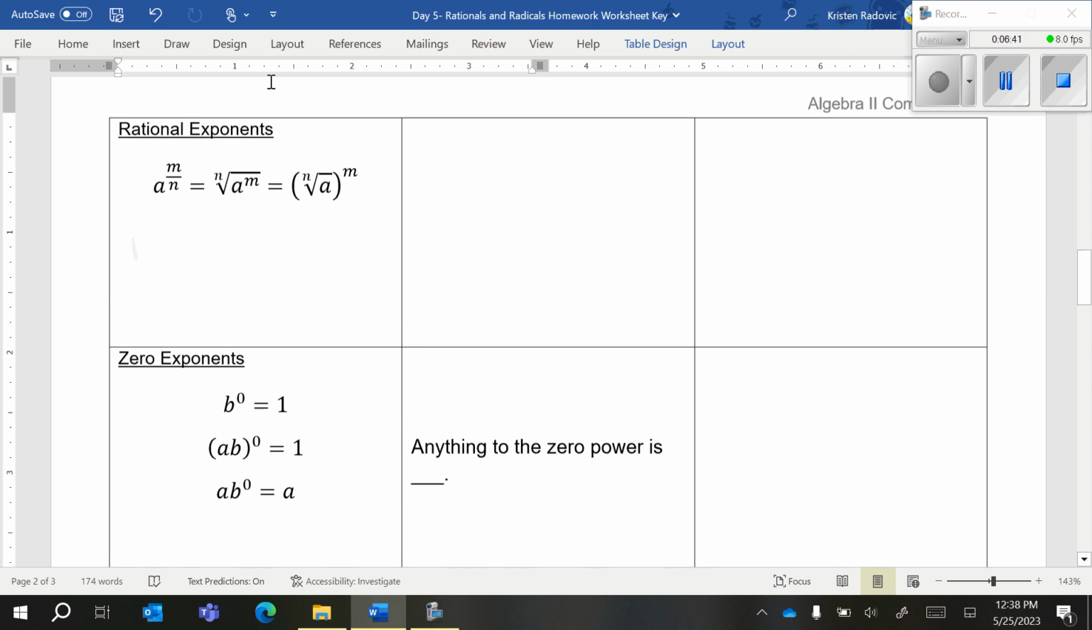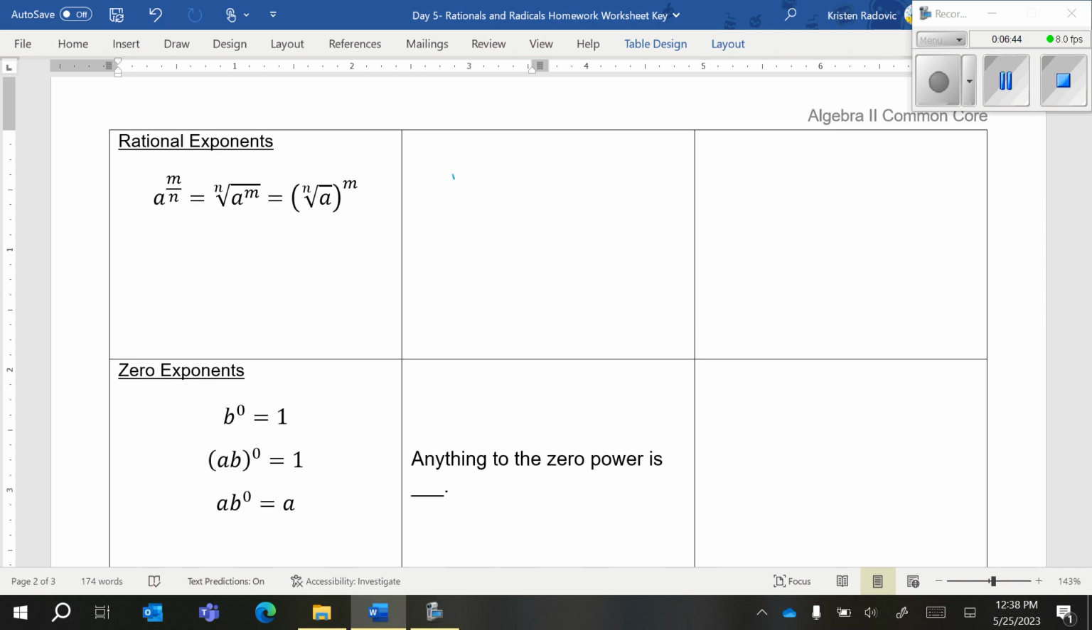Going on to rational exponents, you do need to remember power over root. Oh boy, let me try this again. There we go. Power over root. You also have to remember that the square root of x is equal to the 2nd root of x, which is equal to x to the 1/2. Hey, that wasn't that bad.